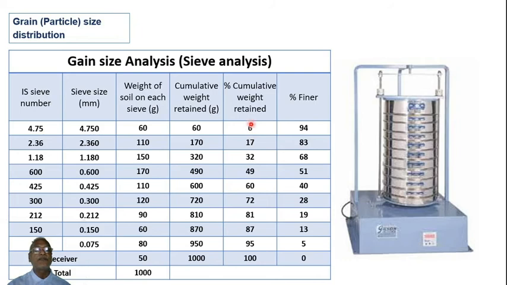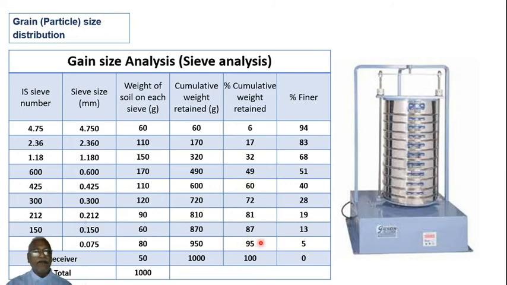6%, total 6% of the soil is above 4.75. If I take another case, 60% of the soil is coarser or thicker or greater in size than 425 microns. Is it making sense? Just look at that: 425 microns and 60. This is a cumulative, in the sense, 60, not 60 grams, 60%. 60% of the soil is greater in size than 425 microns.